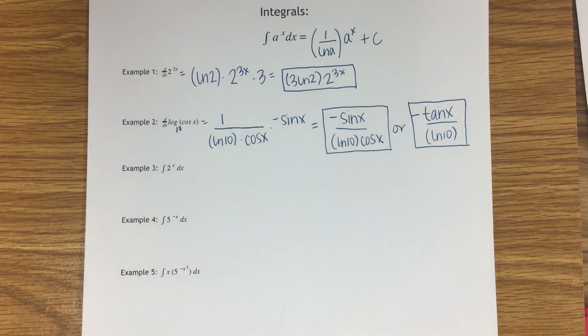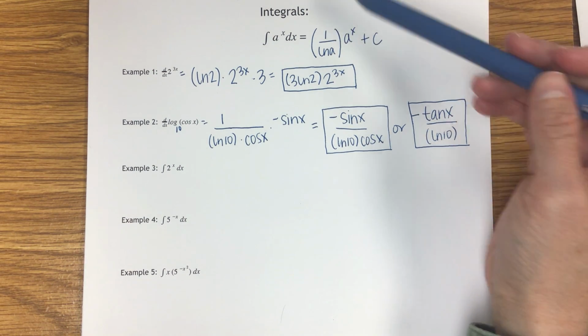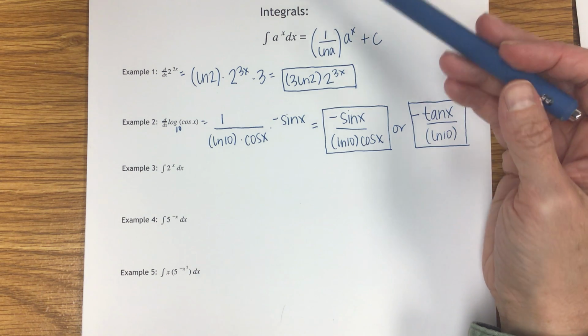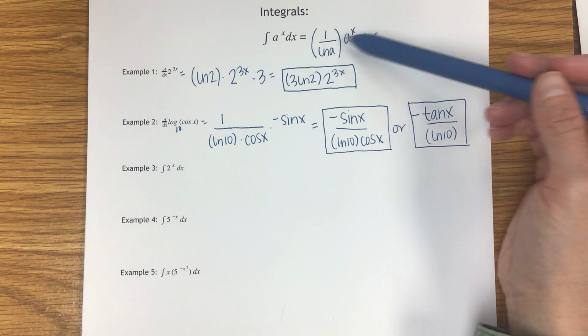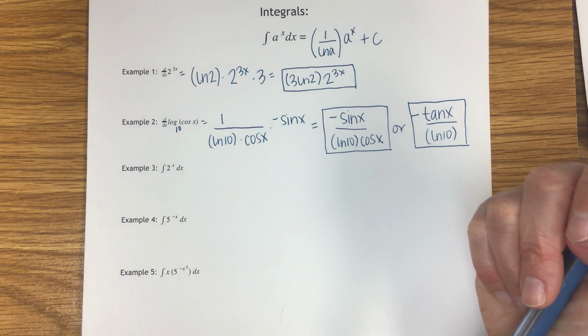So for examples 3, 4, and 5, we are going to do integrals. And you'll see the integrals are going to have a lot of the same properties as the derivatives because, you know, they're inverses of each other, derivative and integral. So we're going to follow this formula and do the best we can with examples 3, 4, and 5.